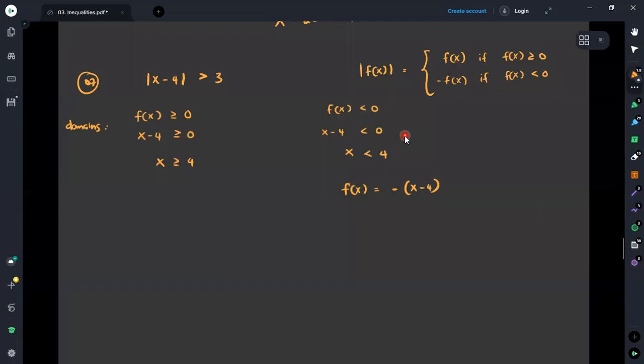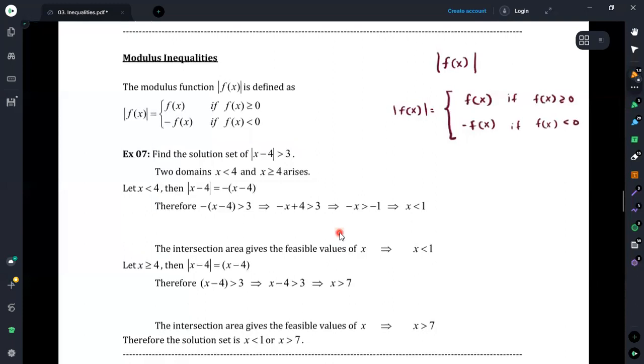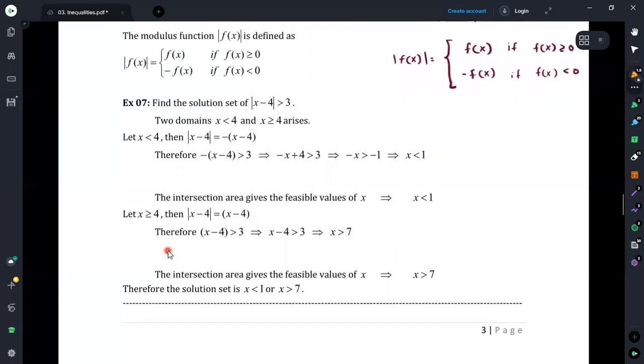Now we need to find the region where it is greater than 3. Therefore, we can take this inequality as minus times x minus 4 greater than 3. Then we'll get minus x plus 4 greater than 3. Then it is minus x greater than minus 1. If you multiply both sides by minus, we'll get x less than 1. Therefore, in this region, for this minus f(x), we get the solution x less than 1.